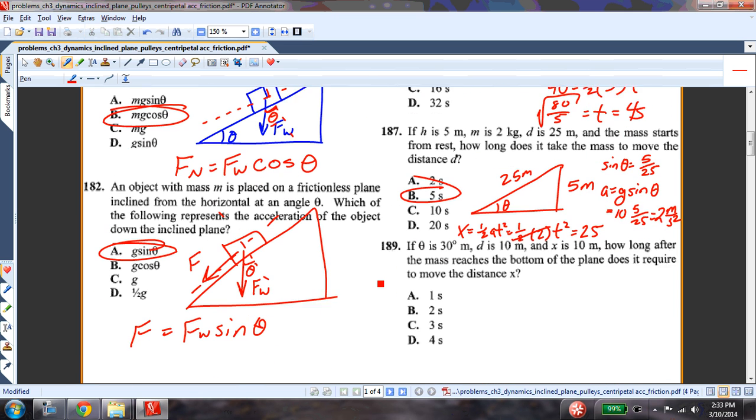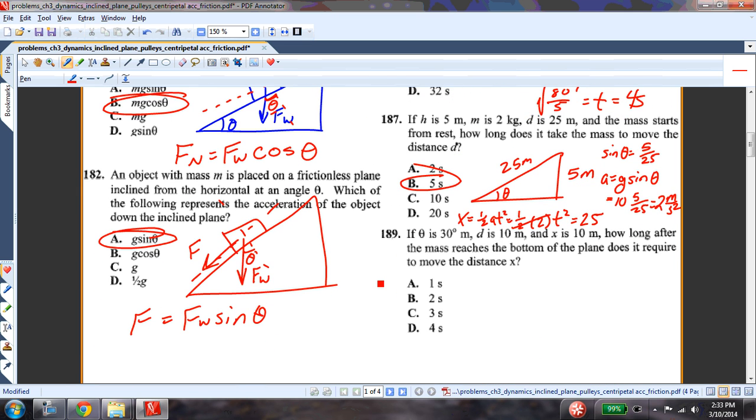No, we don't, but we can find it fairly simply. We could do it in a couple of different ways. I'm going to use energy because energy, whenever you're dealing with things like this, is really nice. I say mgh, that's at the top, is equal to 1/2 mv squared at the bottom. So those masses cancel out.